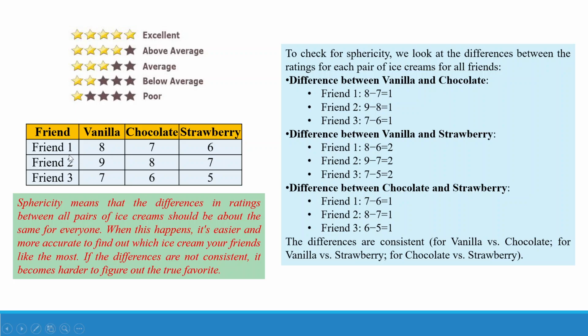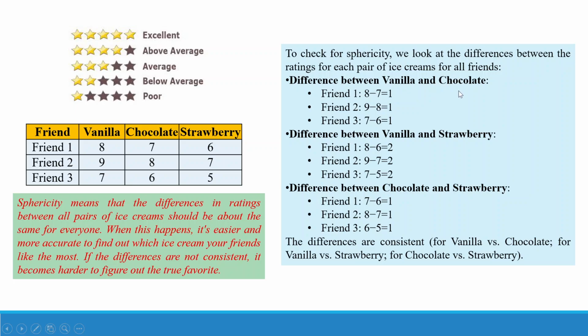Now let's say friend 1 gives a rating to the ice creams as 8, 7, 6. Friend 2 gives a rating as 9, 8, 7. Friend 3, 7, 6 and 5. To check for sphericity, we'll look at the differences between the ratings for each pair of ice creams.